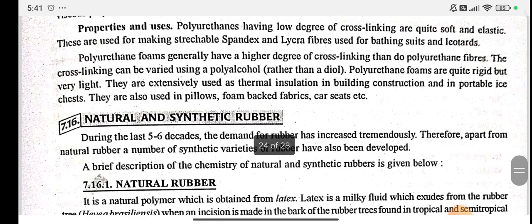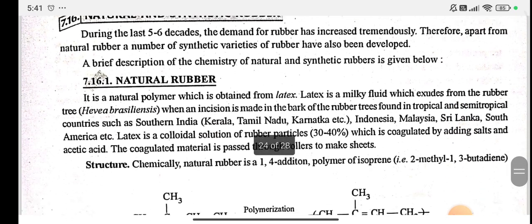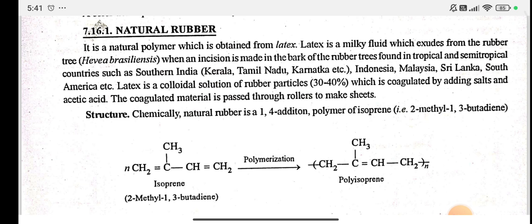Natural and synthetic rubber. Natural rubber. It is a natural polymer which is obtained from latex. Latex is a milky fluid which exudes from the rubber tree when an incision is made in the bark of the rubber tree, found in tropical and semi-tropical countries such as South India, Indonesia, Malaysia, Sri Lanka, and South America.